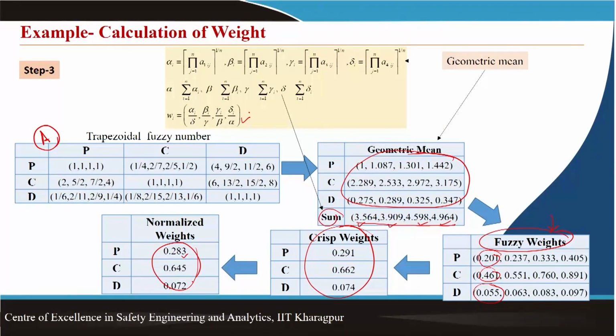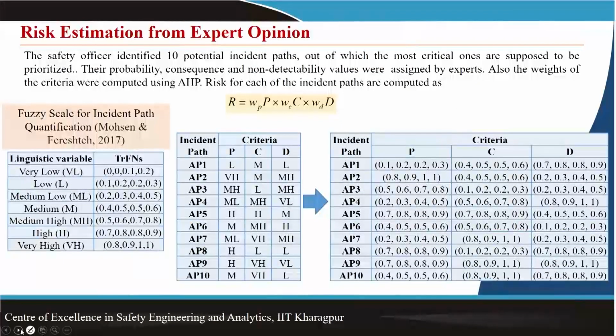So, this is the decision making now. The weight of the criteria is identified. So, P equal to 0.283, C is 0.645, which means each of the criteria are not the same. That is an important point, because depending on the situation, severity in some situations obviously has higher values. That way we are basically looking into it. Now, with this weight, you can go for ranking.